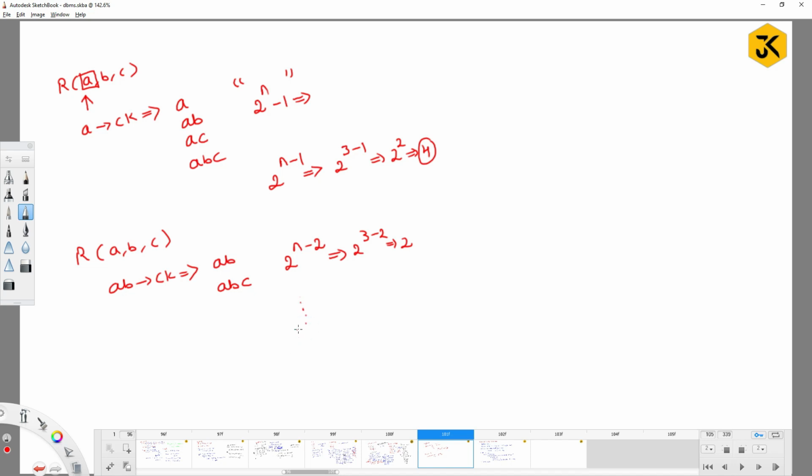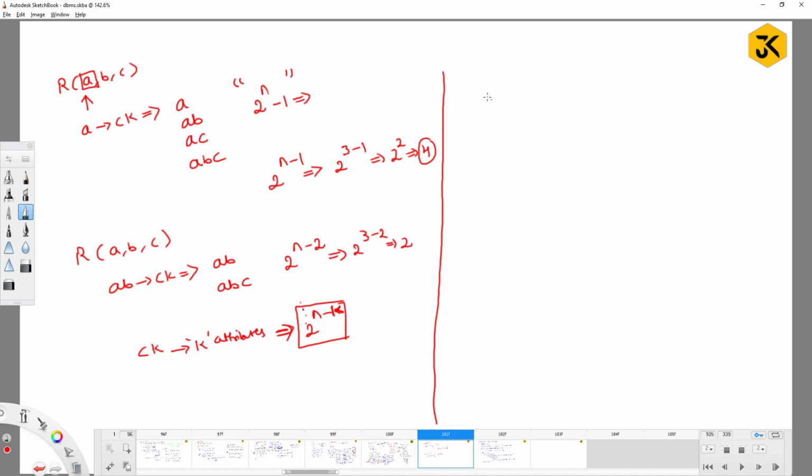Okay. If I am going to generalize, if I have a candidate key which contains k attributes, then what is the formula to find the number of super keys possible? 2 power n minus k. Don't forget, right? This is important for the GATE aspect. Okay, fine. So sometimes what will happen?